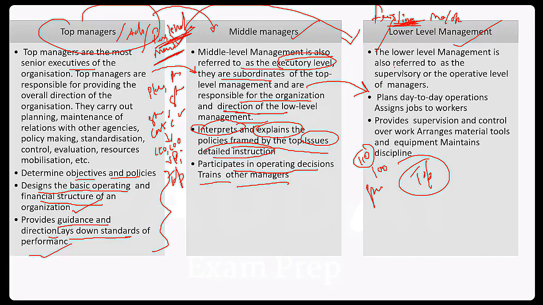Lower level management is also known as supervisory or operative level. They plan day-to-day operations and assign the jobs to the workers. They provide supervision and control. Again, daily supervision. They control the daily activity, work, arrange material, tool, equipment, maintenance, discipline, and so on. So these are the 3 levels of the managers, which are the basic bifurcation in any organization.